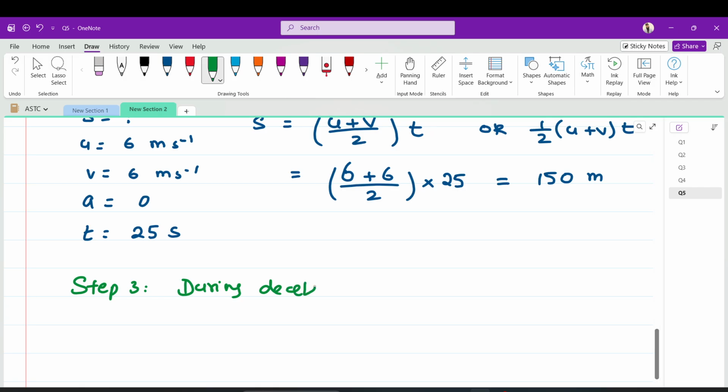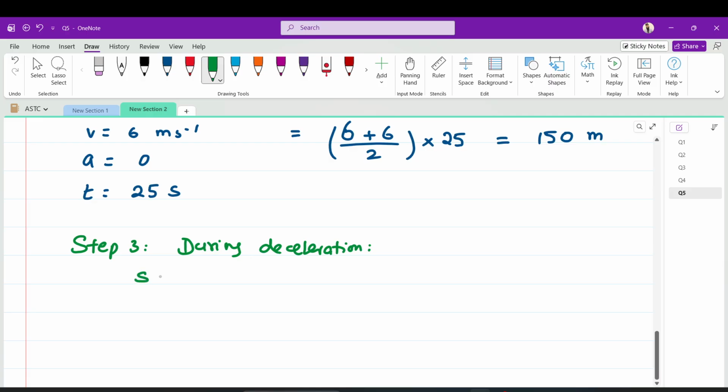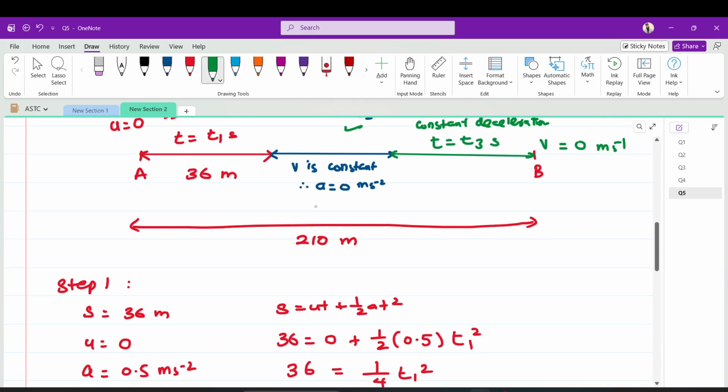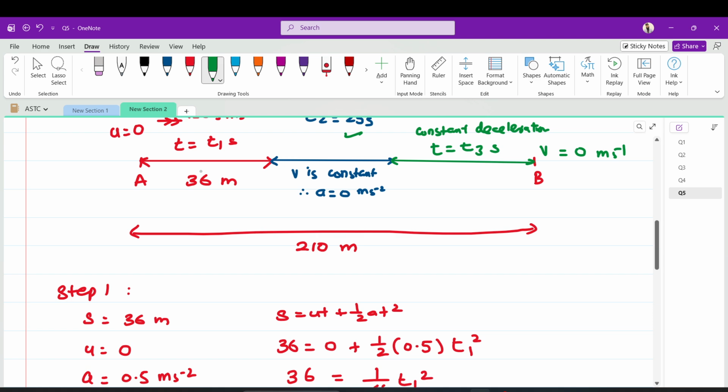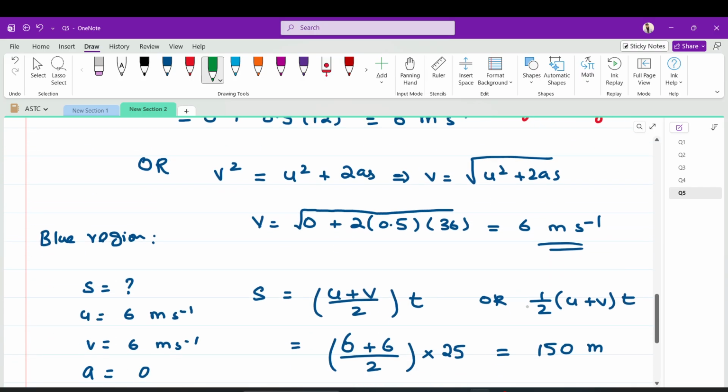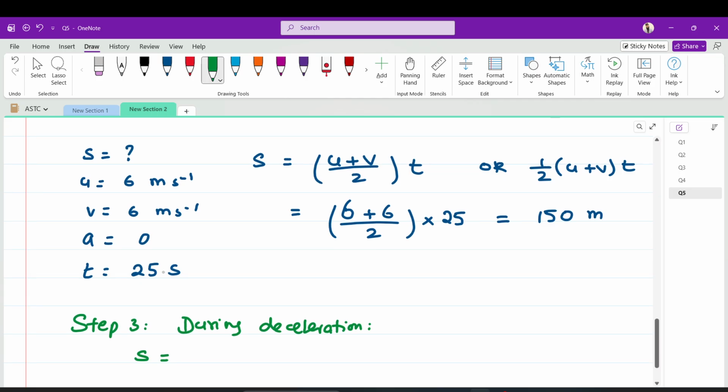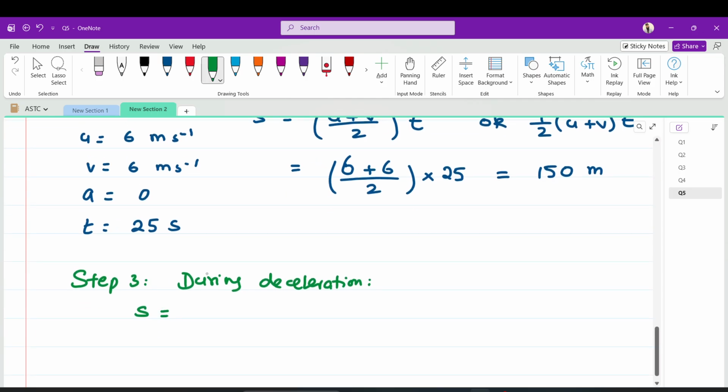During deceleration, what is the data that's given to us? If I need to find S, okay, so we know the total distance is 210. The first part was 36 meters. Second part we just found that it was 150 meters. So now we can find out that during the deceleration, how much distance was covered. That was 210 minus 36 minus 150. So 210 minus 36 minus 150 gives us 24 meters.